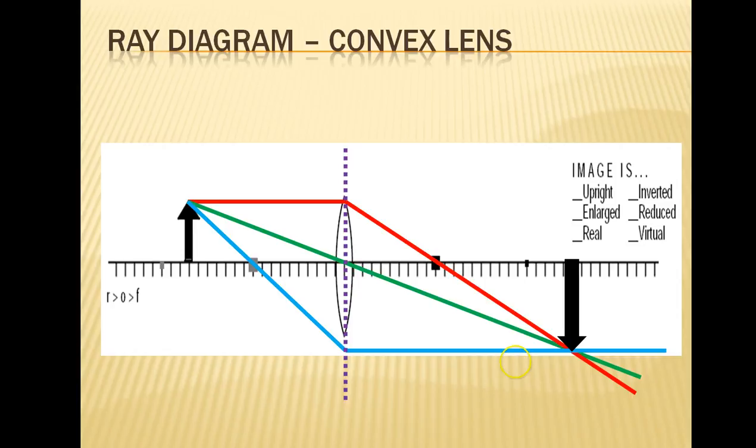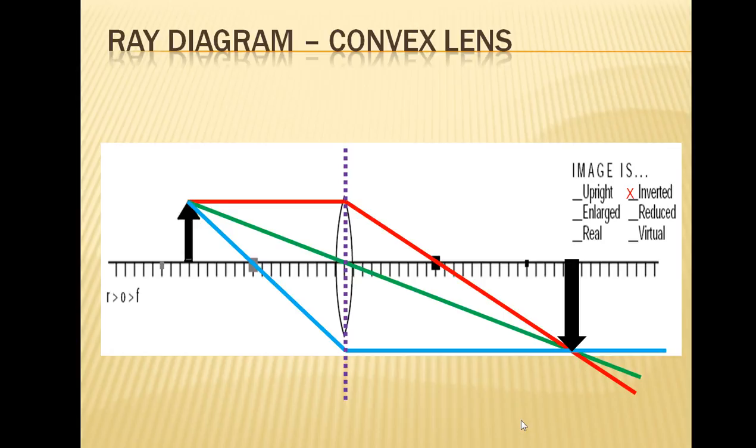Now that I know where my arrow is at, I can describe the image. So is it upright or inverted? I know that it's inverted, and the reason I know that is because, again, the base has to start on the principal axis, and the tip has to be where the lines intersect. That just forces it here to be inverted.